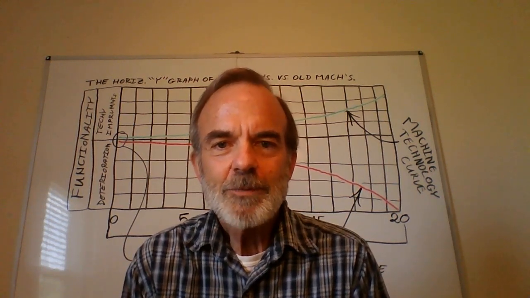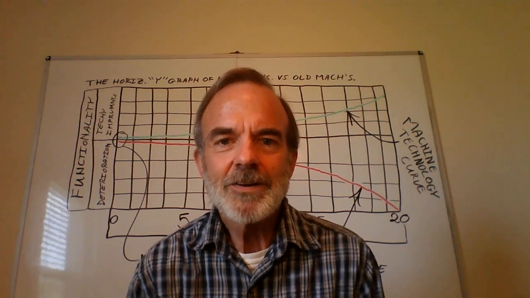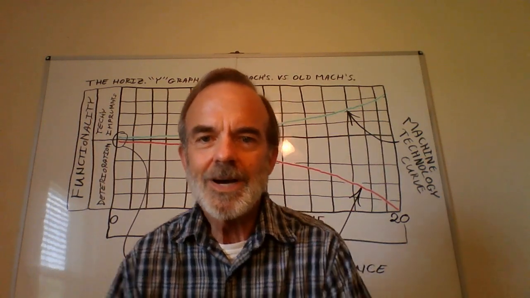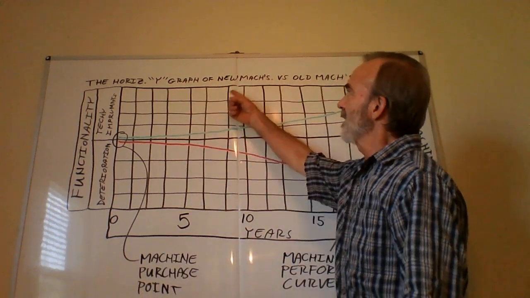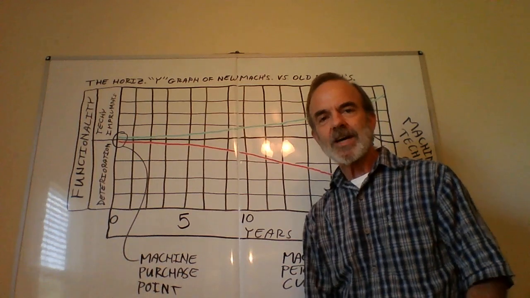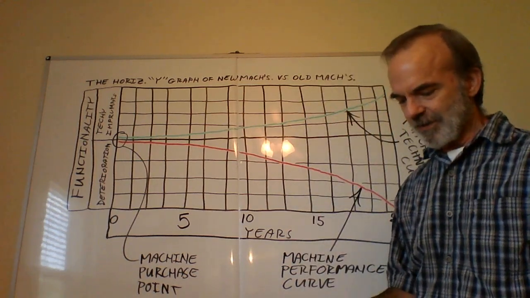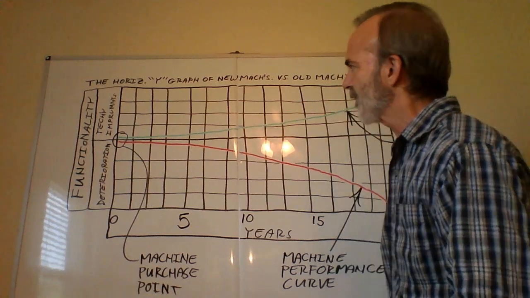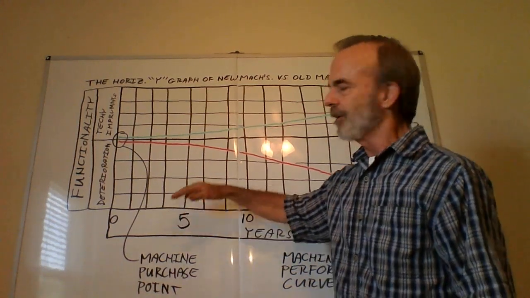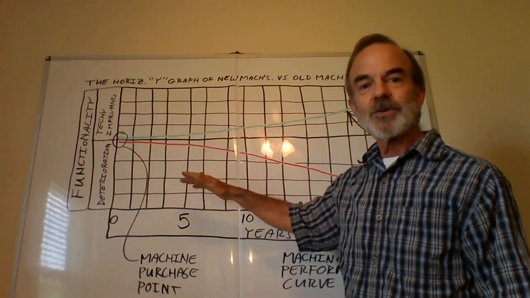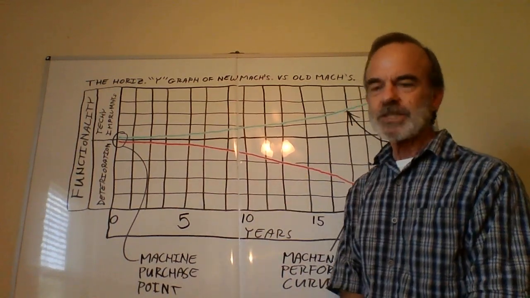And so as I thought about it, it began to come together, and all of a sudden there was on a sheet of paper what I like to call, voila, the horizontal Y-graph of new machines versus old machines. Now, I've got a sheet of paper here that's going to guide me through this because it gets a little complex and I don't want to skip a beat here, but basically it's a graph that shows the purchase of a new machine versus hanging on to or even purchasing an old machine.